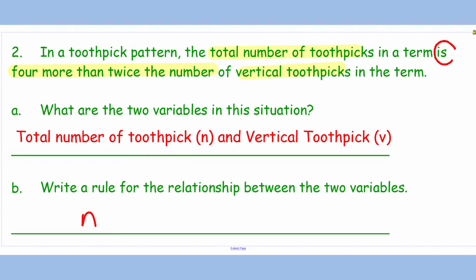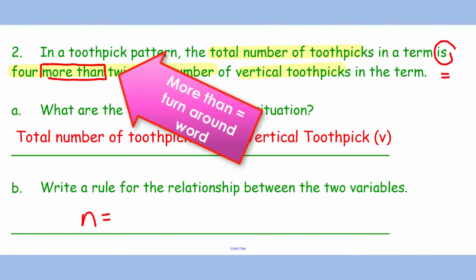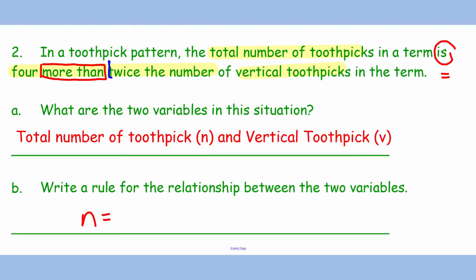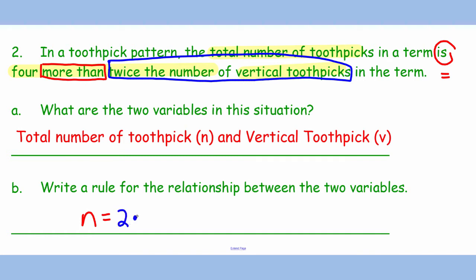N means equal to. Since "more than" is a turnaround word, we have to write the second part of the sentence first, which is twice the number of vertical toothpicks. It will be 2 times the vertical toothpicks. And then 4 more, meaning I'm going to add 4 to this sentence.